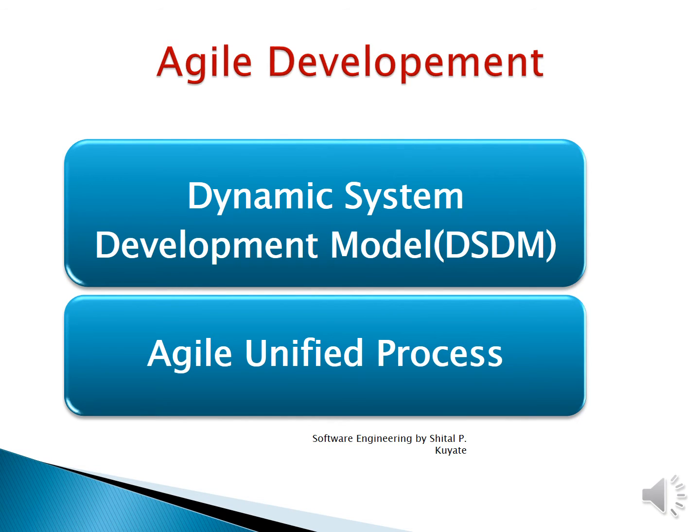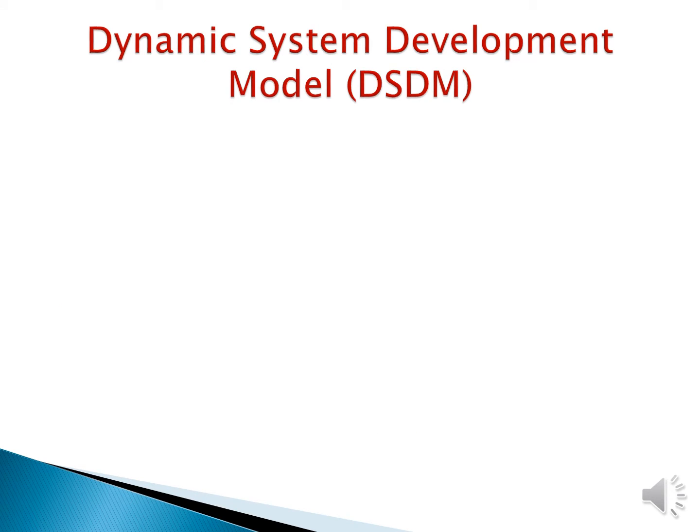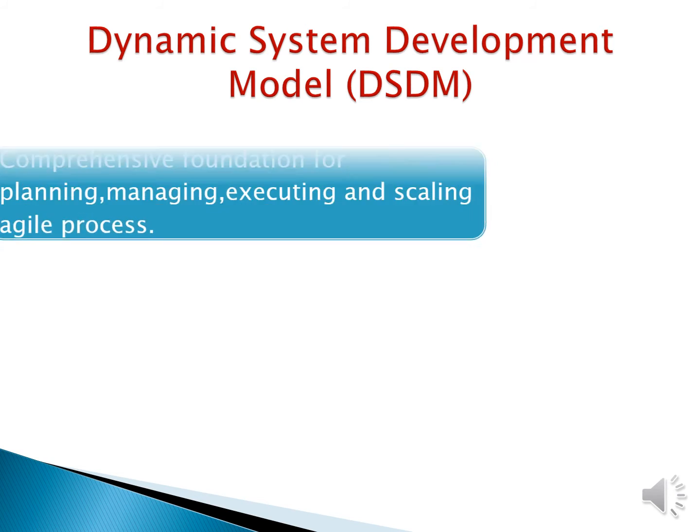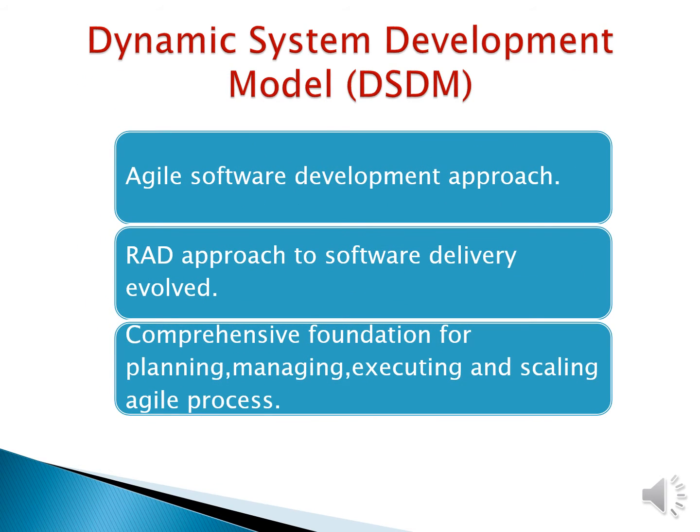Hello students, in this lecture I am going to discuss DSDM, that is Dynamic System Development Model, and Agile Unified Process. Let us start with the first topic, that is the Dynamic Software Development Model, DSDM. It's an agile software development approach that provides a framework for building and maintaining systems which meet tight time constraints through the use of incremental prototyping in a controlled project environment.